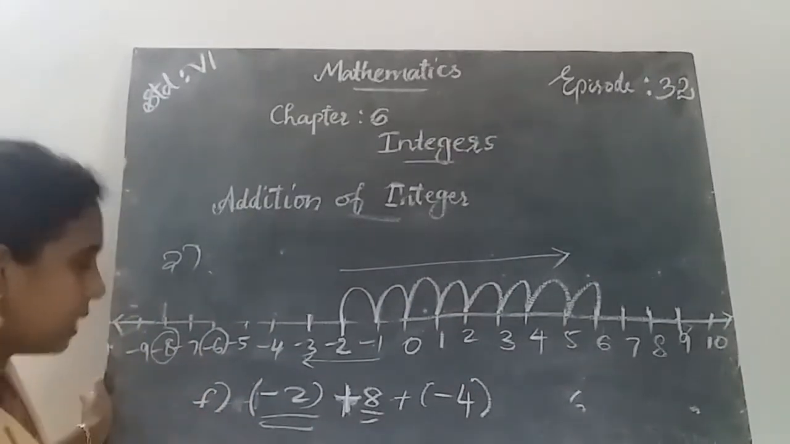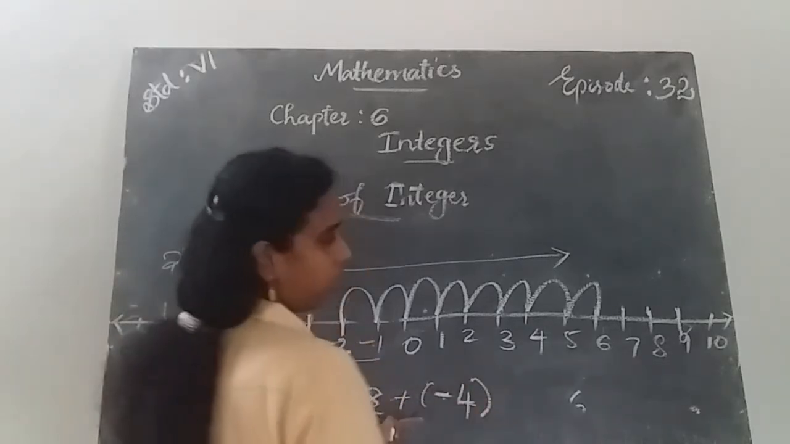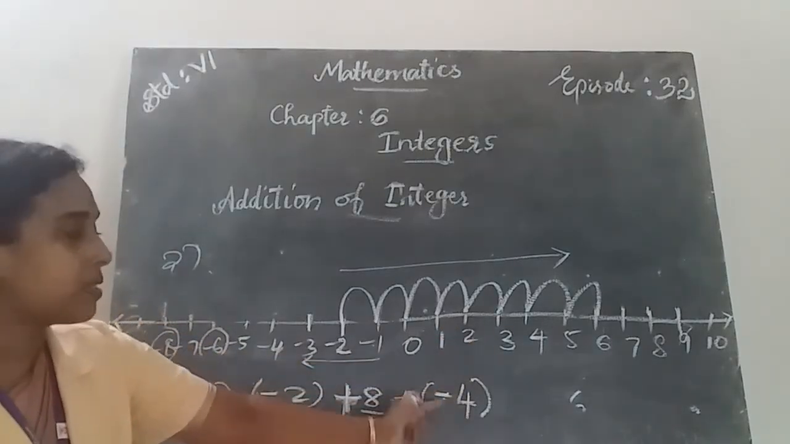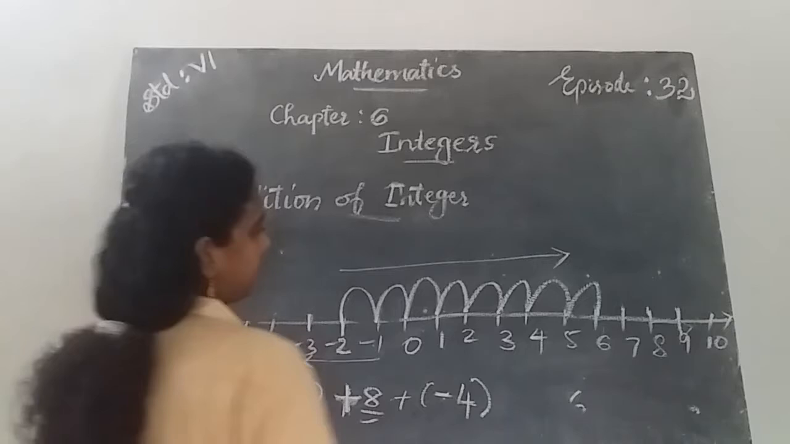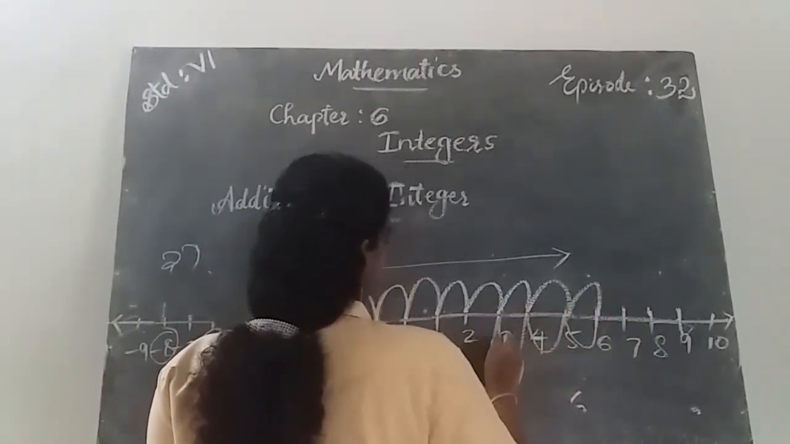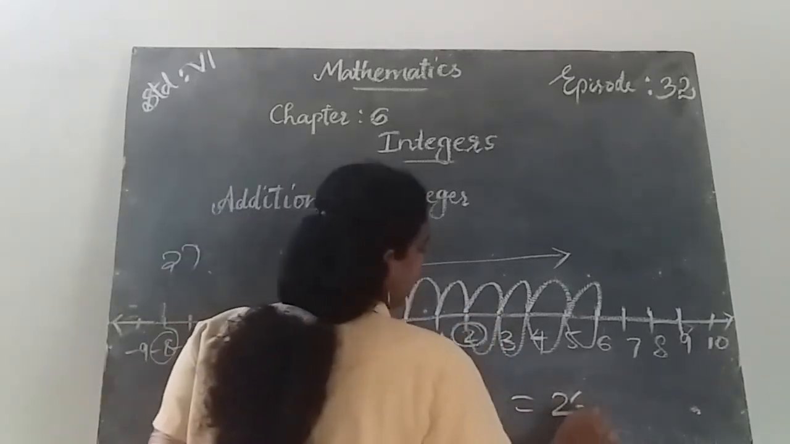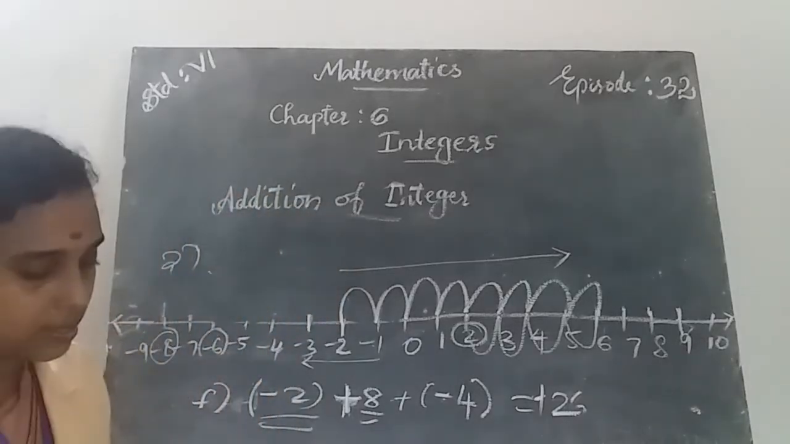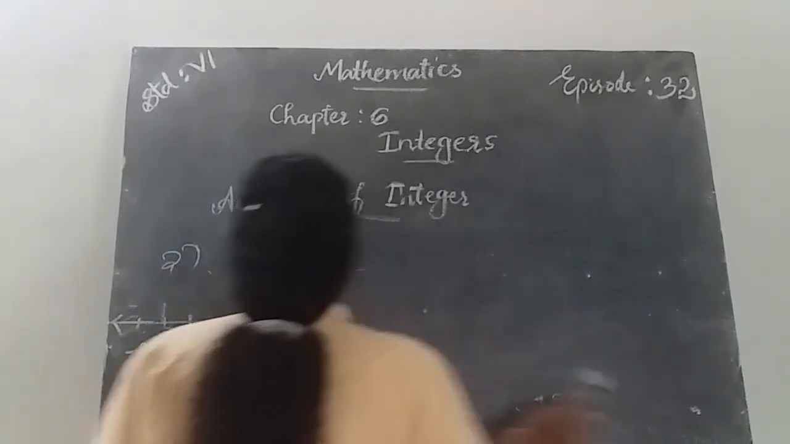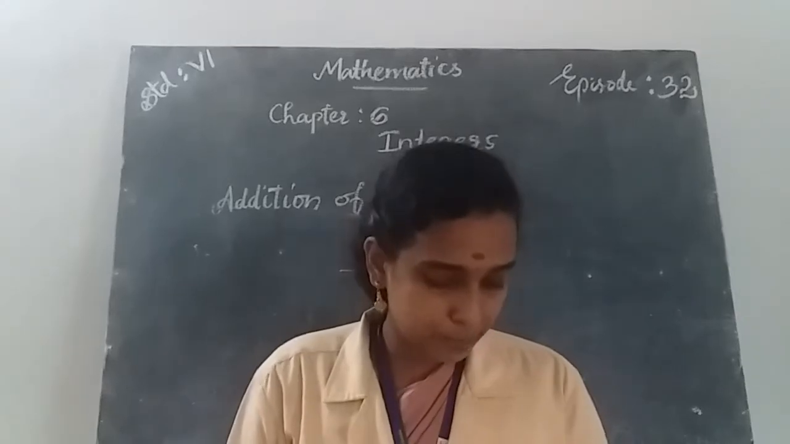Then from 6, we move 4 steps left of the number line, negative 4, which means move 4 steps left of the number line. So like this, from 6, 1, 2, 3, 4. Okay, then we reach 2. So the answer is positive 2. So these are the answers of question number 2 in exercise 6.2.